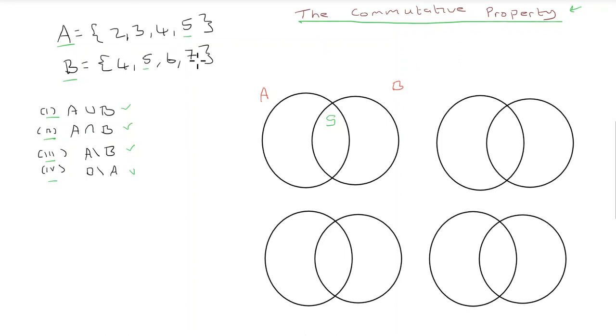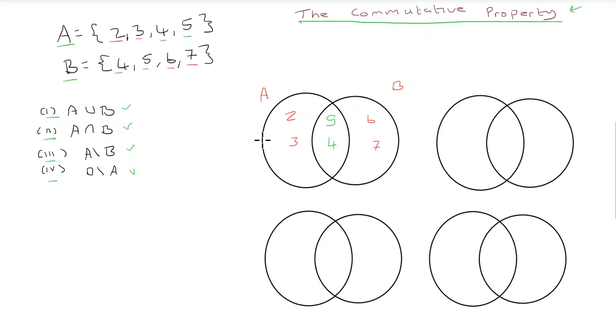So 5 is common to both. Do we have any other ones? So 4 is also common. So 5 and 4, we put them in there. And do we have any other ones? No. Okay, so then if we look at the rest of them, for A we have the element 2, the element 3, and 4 and 5 are common. And for B, with 4 and 5 represented, 6 is going to go in here, and then 7 is going to go in here.